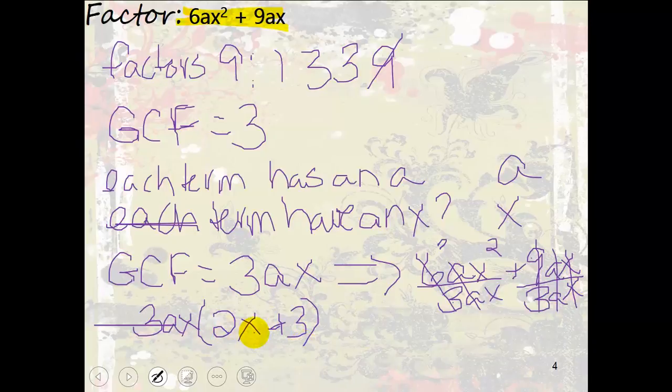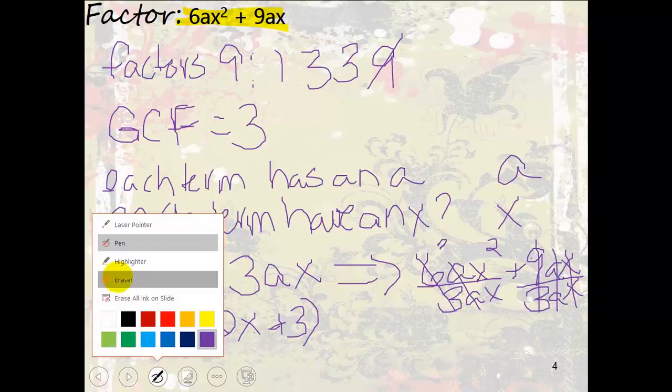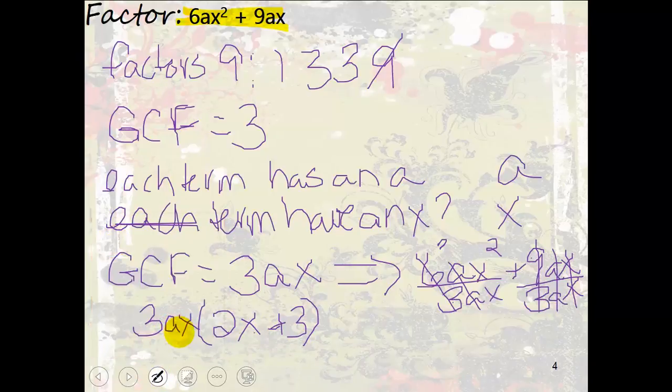So what has to happen for us to be right? If I were to multiply this back, I would get back to my original. 3 times 2 is 6. a times 1 is a. x times x is x squared, so that one worked. Plus 3 times 3 is 9. a times 1 is a. x times 1 is x. So I get back when I distribute to check it. Okay?